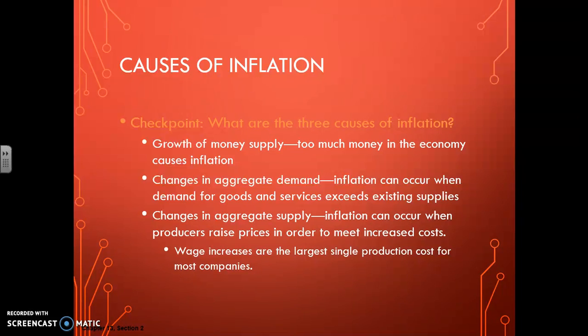Then there are changes in aggregate supply, and inflation can occur when producers raise prices in order to meet increased costs. So the cost of production has gone up for some reason, whether it's a resource, wages, or rent. And so they have to increase their prices to cover that cost. So again, that's going to increase the price of the item.